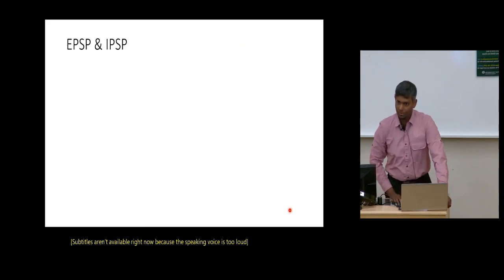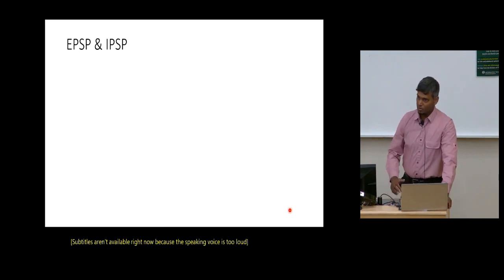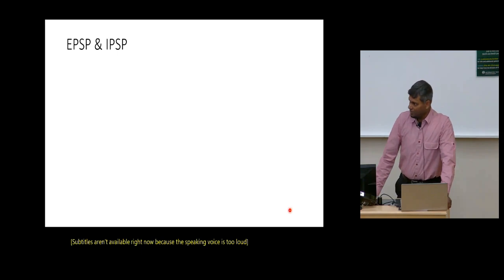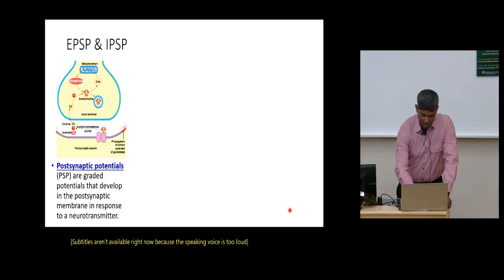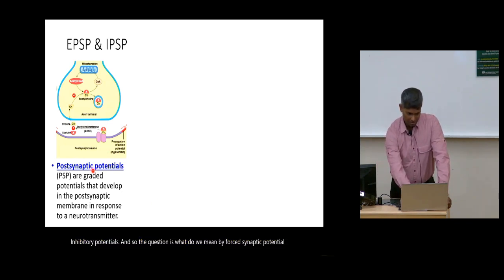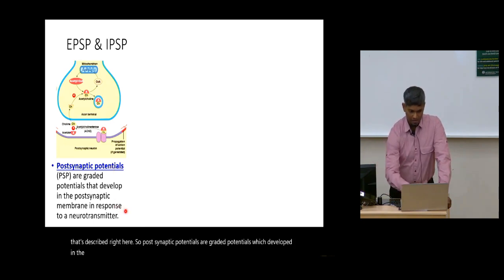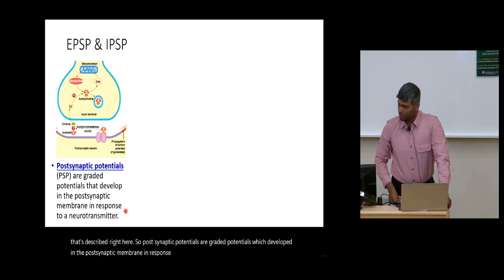So with that, let's begin with what is EPSP and what is IPSP. EPSP stands for excitatory postsynaptic potential. IPSP stands for inhibitory postsynaptic potential. And so the question is, what do we mean by a postsynaptic potential? That's described right here. Postsynaptic potentials are graded potentials which develop in the postsynaptic membrane in response to a neurotransmitter.